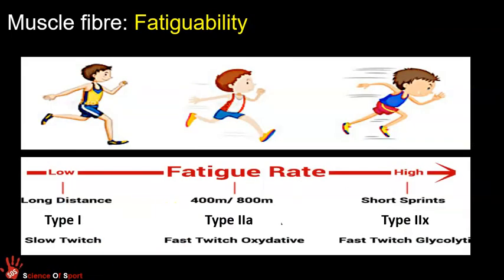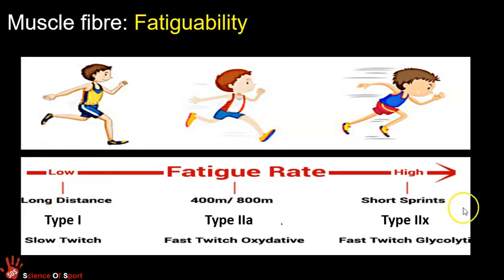So this is a very simplified slide that shows the fatigability of the different types of fibers, how slowly or how quickly they become tired, how quickly they fatigue. So our type 1 slow oxidative fibers are slow twitch fibers, which we know our endurance athletes rely upon. They are very slow to fatigue. They do not fatigue very much. They have a low fatigue rate.